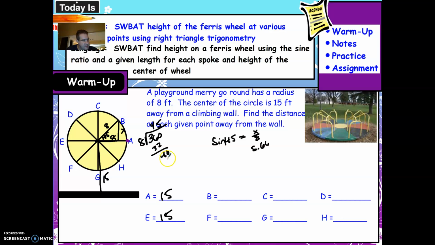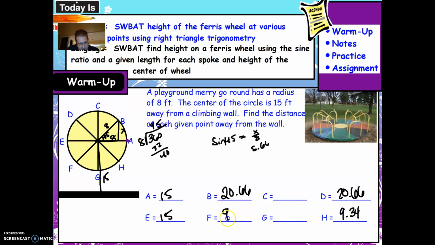Now, if I add that to the 15, 5.66 plus the 15 gives me a height of 20.66. Now, I know height of D is going to be exactly the same, because these two are the same height. Now, if this height is 5.66, and I know this center height is 15, to find H, I'm just going to do the opposite. Instead of adding, I'm going to subtract 5.66, and that's going to give me 9.34.